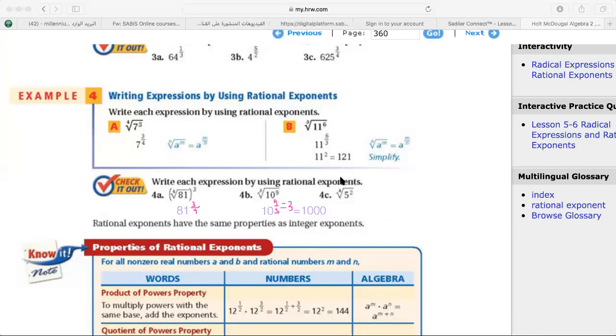For c here, 5. The index is 4, so the denominator will be 4. And the numerator is 2. When I simplify it, it will be 1 over 2. So it is 5 to the power 1 over 2.